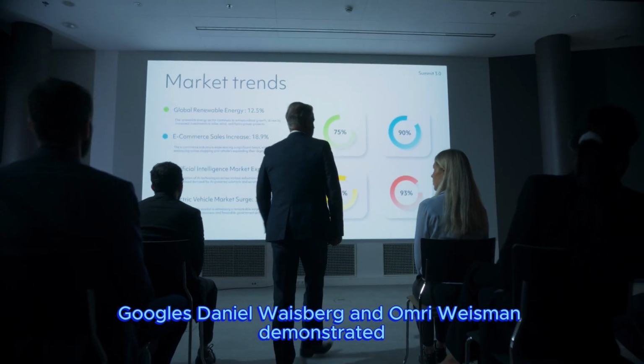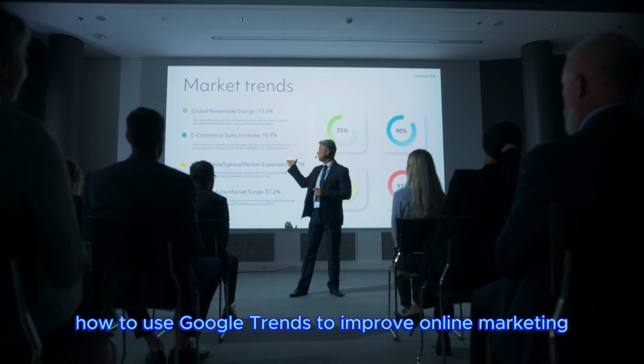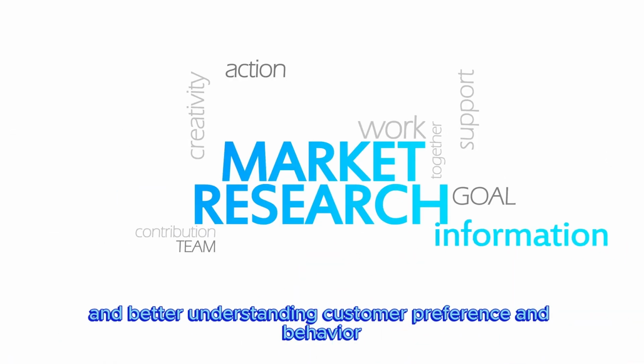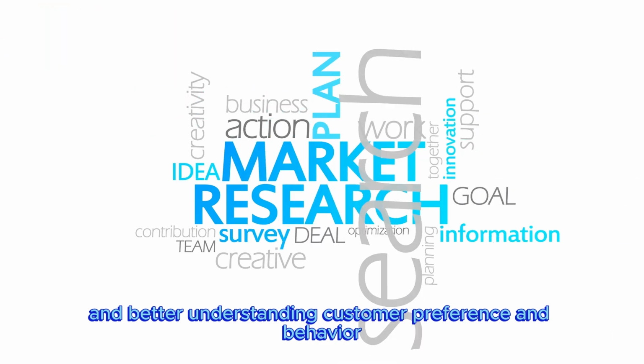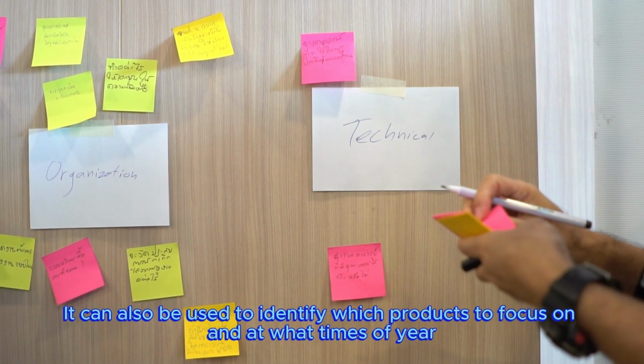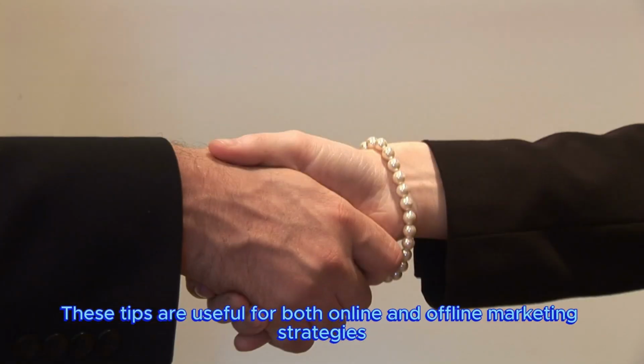Google's Daniel Weisberg and Omri Weissman demonstrated how to use Google Trends to improve online marketing, competitor research, brand research, and better understanding customer preference and behavior. It can also be used to identify which products to focus on and at what times of year. These tips are useful for both online and offline marketing strategies.